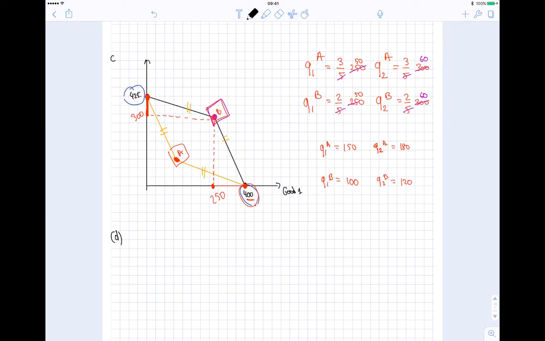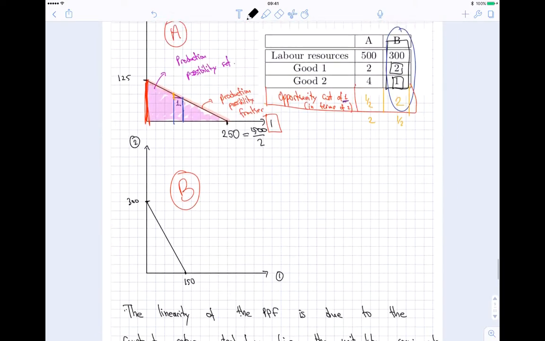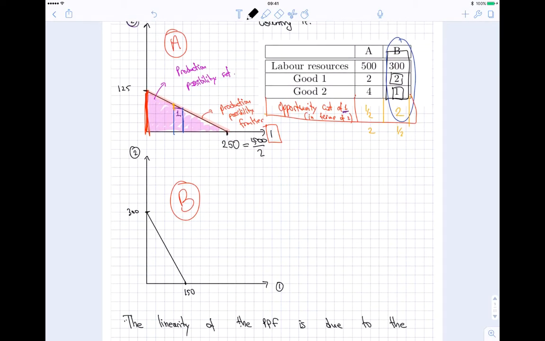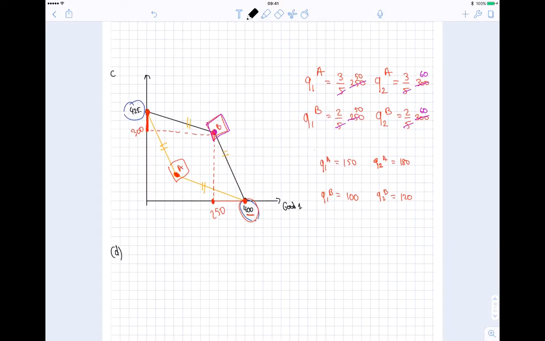So we know that each country is fully specializing in whatever their comparative advantage is, right? So country A's comparative advantage is in good 1. How many units of good 1 are they producing? 250. This is the production. What about country B? What are they producing? 300. This is their production. What about their consumption? Or what is their export? It is their production minus their consumption. Okay? So these bits here are the consumption.